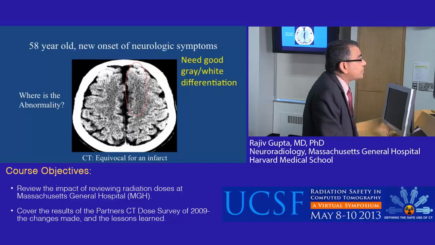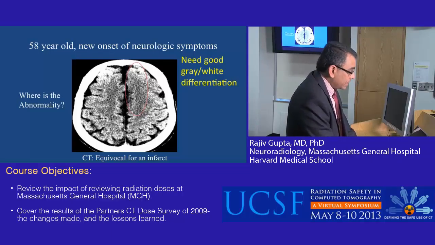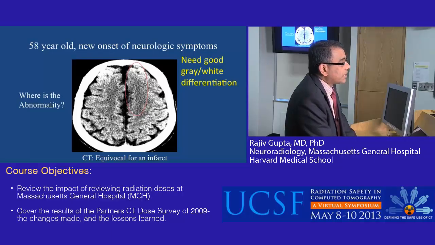So here's a 50-year-old patient with new onset neurologic symptoms. In a busy practice, it is very easy to walk by the slide and say it is normal. However, there is an abnormality on this slide. If you look at it carefully, on the left-hand side, the anterior ACA territory has a loss of gray-white differentiation. So we need to have very good gray-white differentiation in all our images. And obviously, the easiest way of doing that is to increase the dose so that there is less speckle and the image quality is improved.